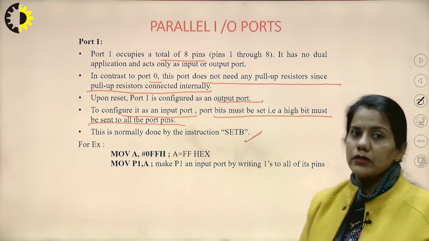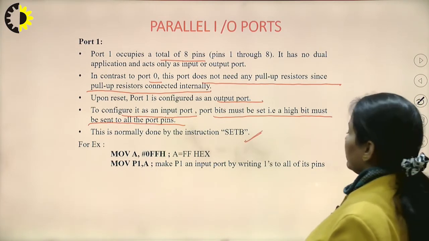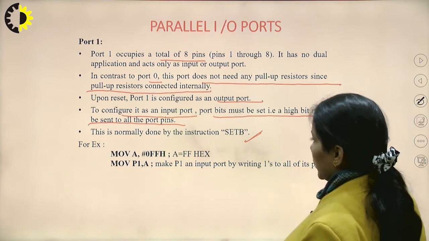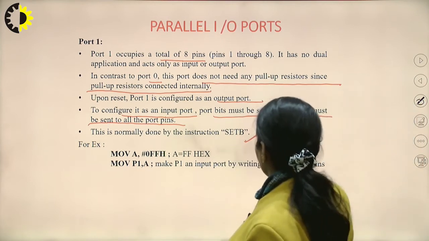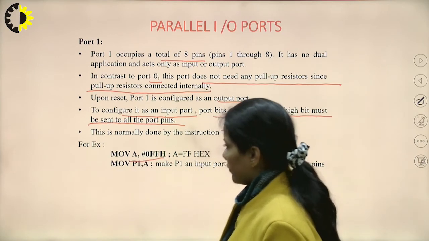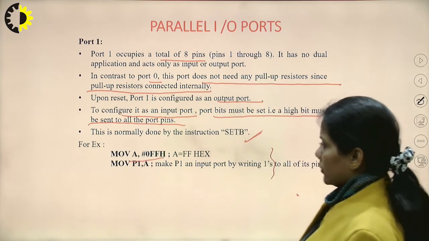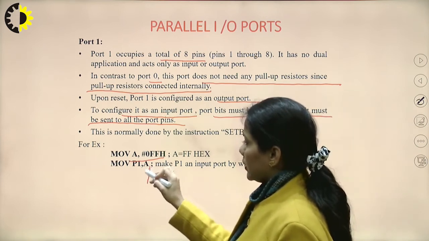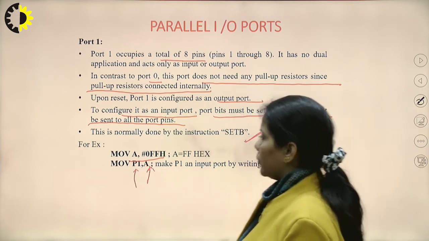As I have already discussed, if we want to make this port an input port, then we have to give FF to this port. So we can transfer this FF immediate data to the accumulator, and the value of the accumulator is moved to port 1.